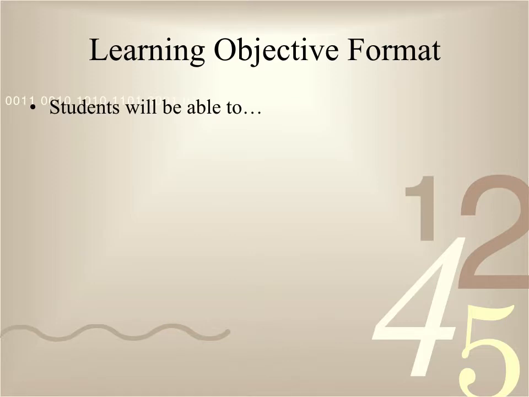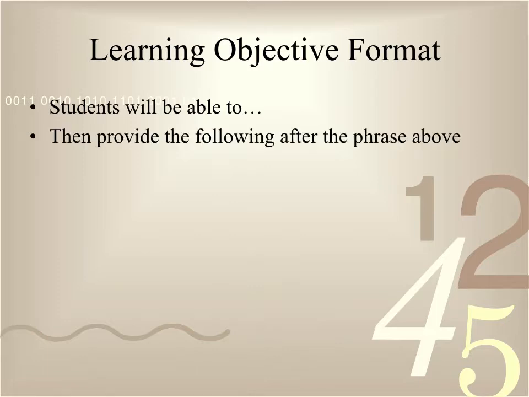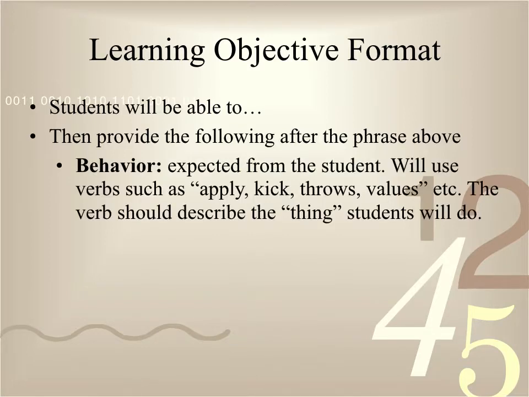So the first thing is to start the learning objective with this phrase: Students will be able to. Again, this tells the student and you what we expect of them. And then I want you to provide the following. After the student will be able to, you need to tell us what is the behavior that is expected from the student. We're going to use different verbs to describe these behaviors.